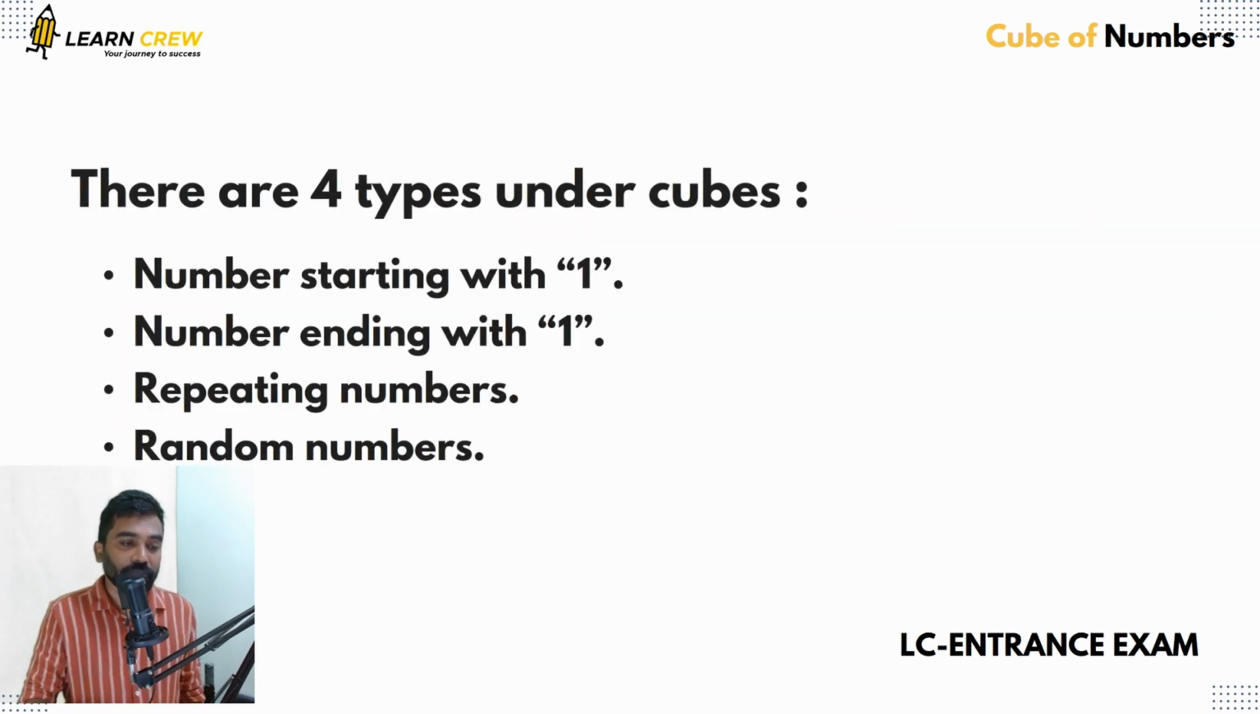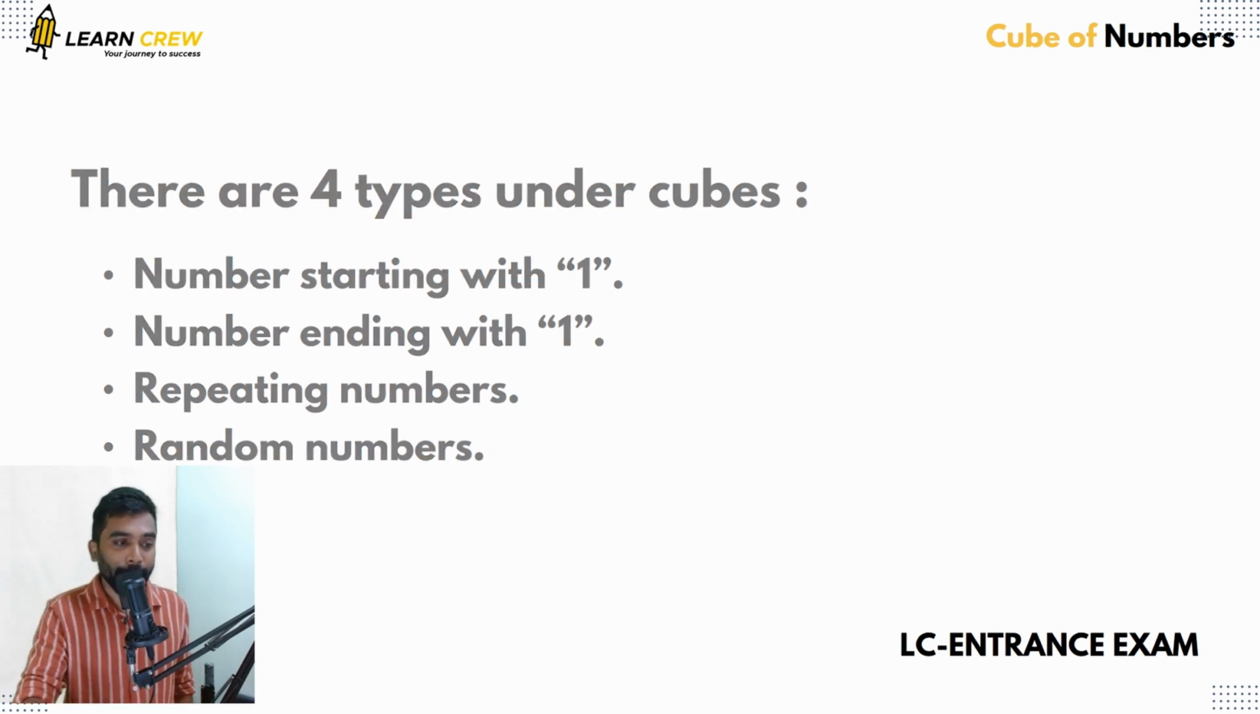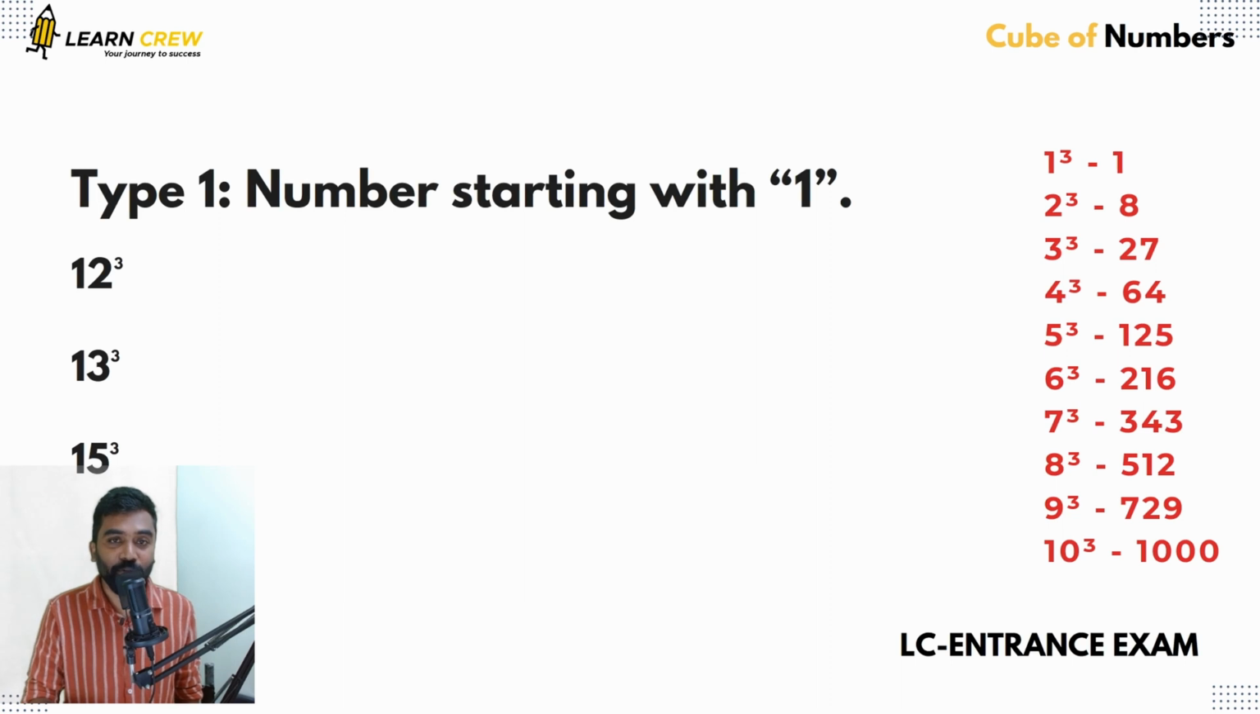Now under these cubes we have 4 different types: the numbers which are ending with 1, the numbers which are starting with 1, the repeating numbers, and the random numbers. The 4 different types. So we are going to solve certain problems based on each of these types, starting with type number 1.